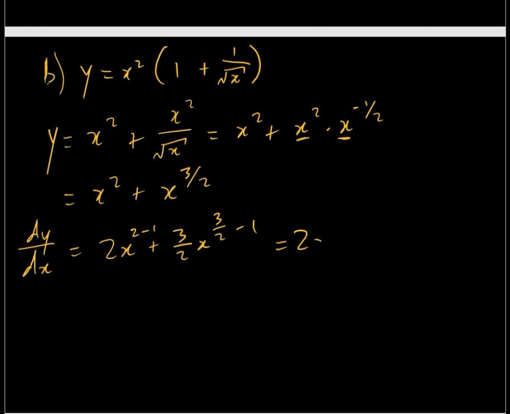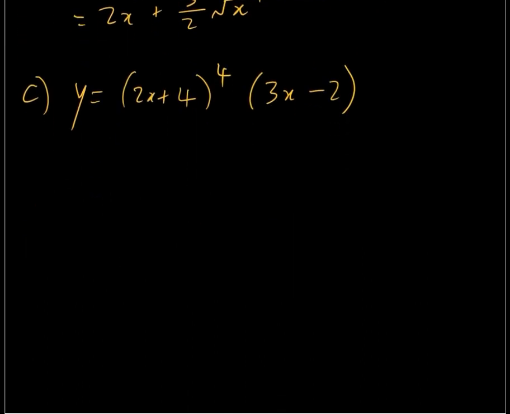So this is just 2x to the power 1, we just ignore the 1, plus, and then 3 over 2 minus 2 is just a half, or 1 over 2. So this is 3 over 2 times x to the 1 over 2. And if you want your final answer back with the square root there, we can do that. So we can have 2x plus 3 over 2. So once the differentiation is done, it just becomes a matter of simplifying.